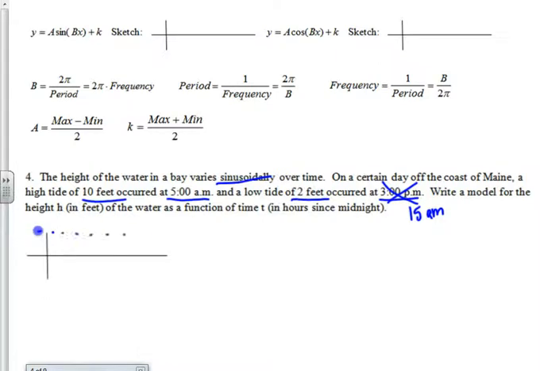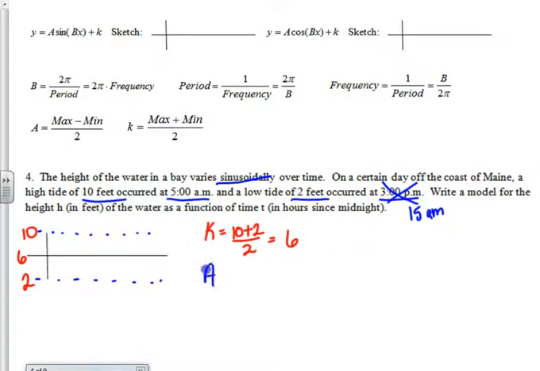Oh goodness. They told me about high and low tide. High tide was 10 feet, and low tide was 2 feet. Now, I don't think this midline represents 0. The midline, remember, is the K, and it's the max plus the min divided by 2. So 12 cut in half is 6, which I know some of you can do visually. Sorry about the bell. You don't have to do that with a formula, and good for you.